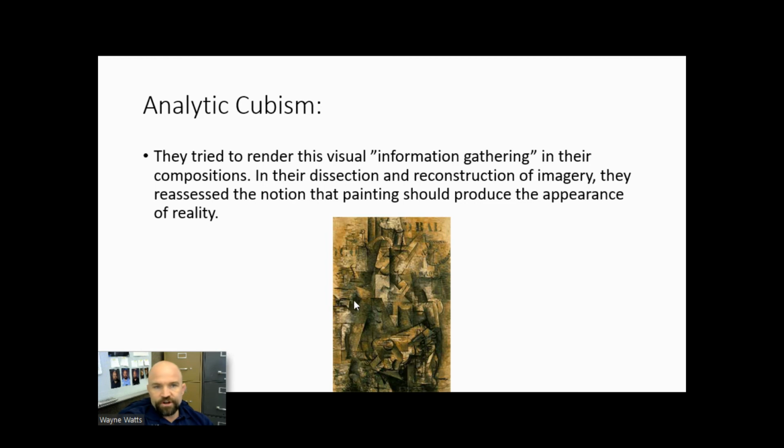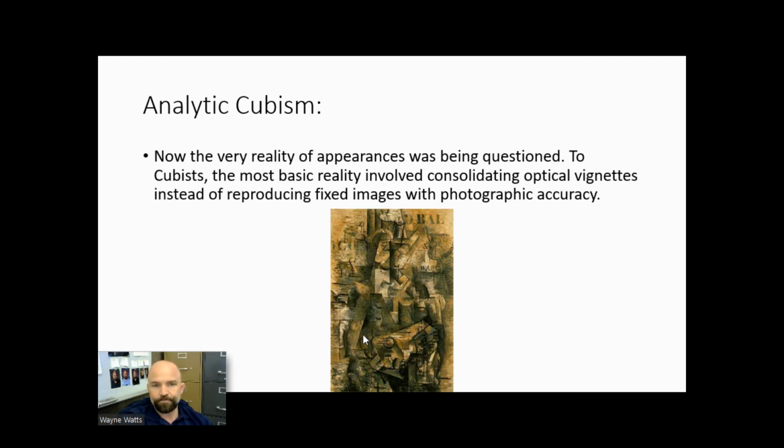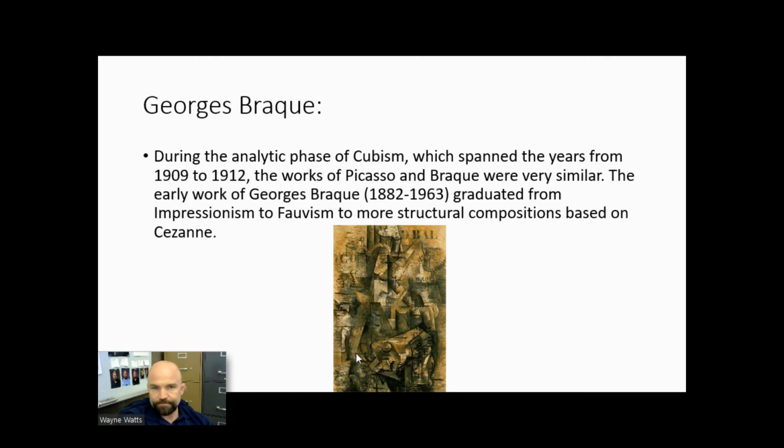They reassessed the notion that painting should produce the appearance of reality. Now, the very reality of appearances was being questioned. To Cubists, the most basic reality involved consolidating optical vignettes instead of reproducing fixed images with photographic accuracy.